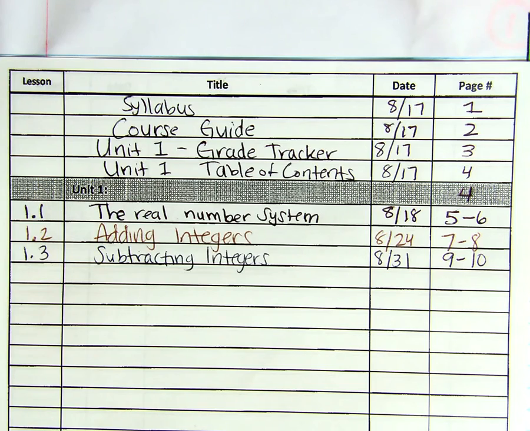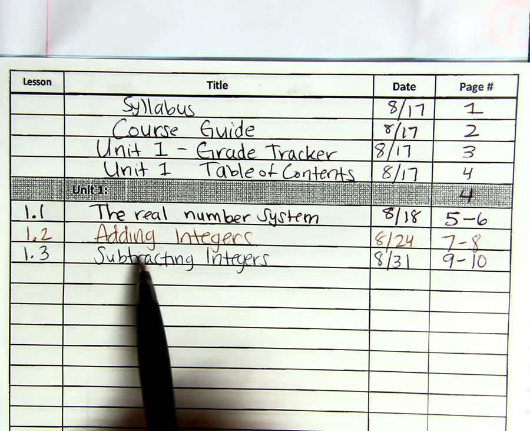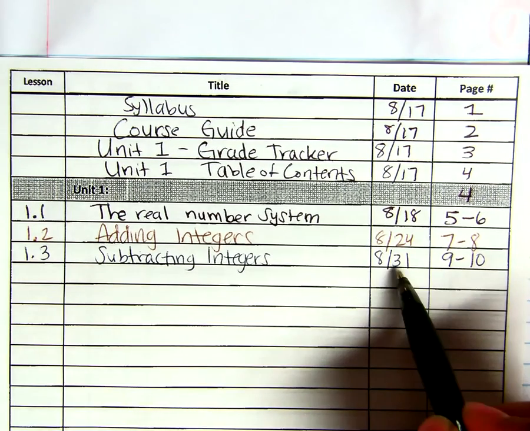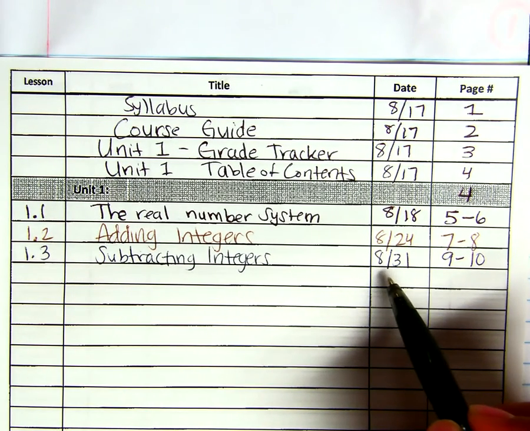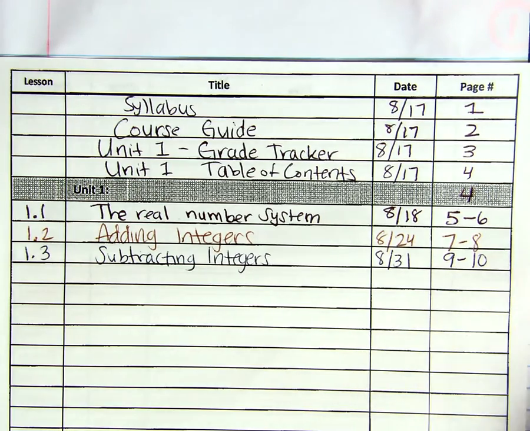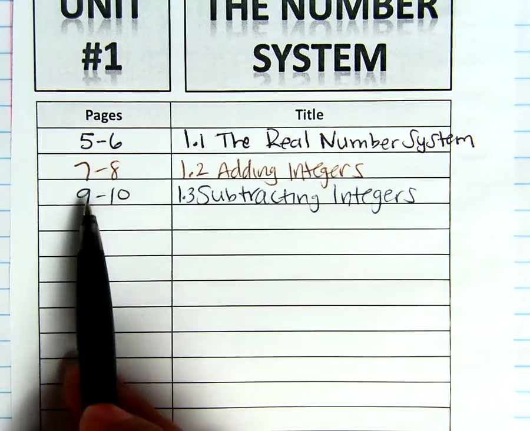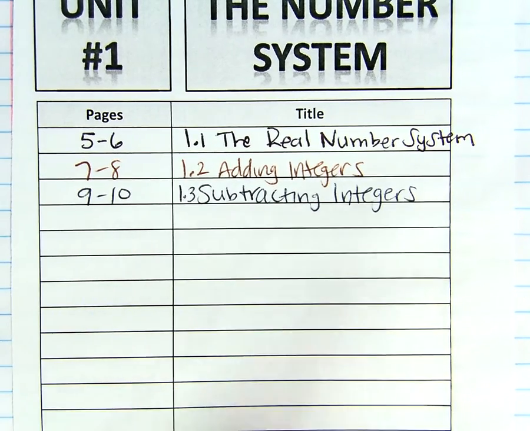So for today, we're going to go ahead and cover subtracting integers. It's lesson 1.3, subtracting integers. Today's date is the 31st of August. We're going to look at pages 9 through 10. Make sure you write it on your Unit 1 table of contents as well: pages 9 through 10, 1.3, subtracting integers.